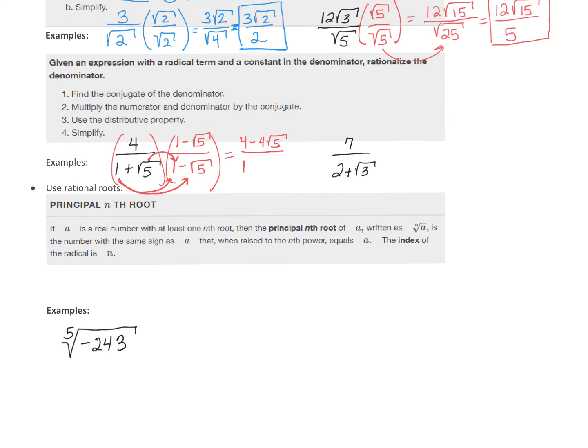And then minus root 25. That's going to give me 4 minus 4 root 5. 1 minus 5 is going to give me negative 4. And I can simplify that just a little further because all of these are divisible by 4. So I'm going to get negative 1 plus root 5.